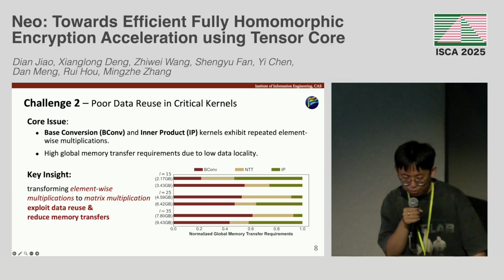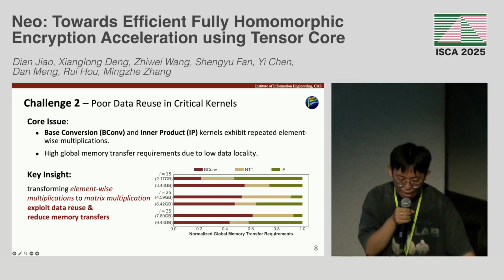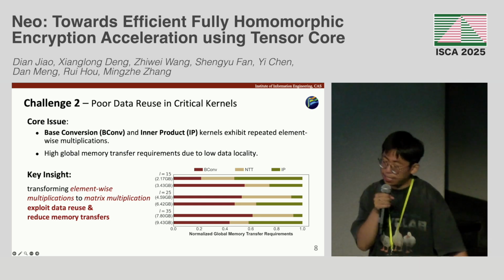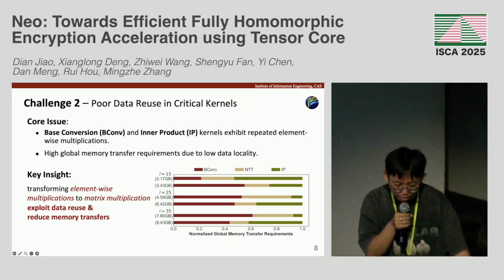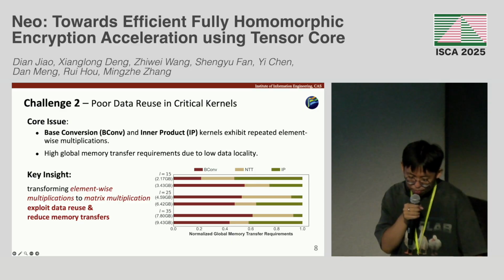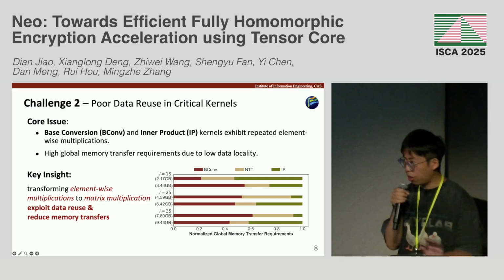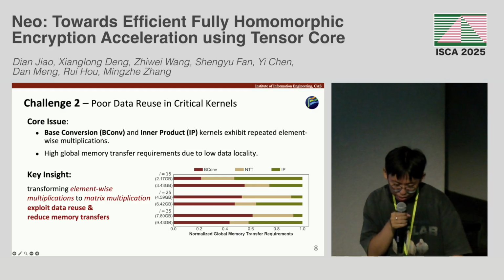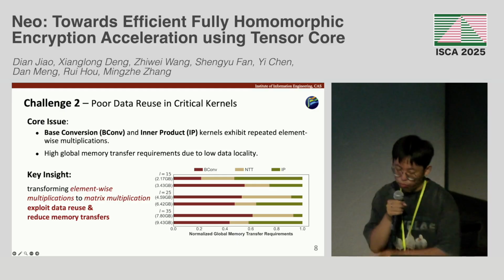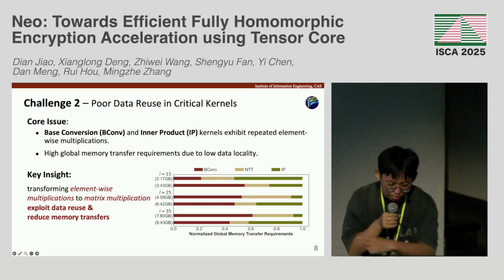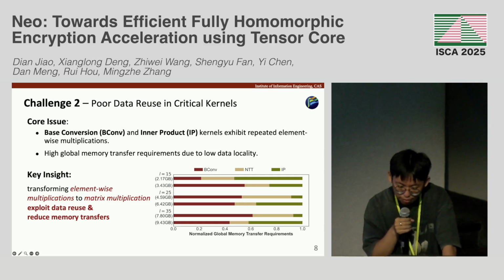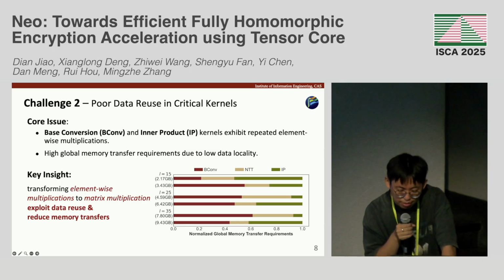Each polynomial coefficient is accessed multiple times, but these accesses aren't contiguous. This leads to poor memory locality and low data reuse, as shown in this figure. Base conversion and inner product account for a large proportion, especially under the KLSS method, where they correspond to the upper bars in this figure. This inefficient memory access pattern significantly impacts performance.